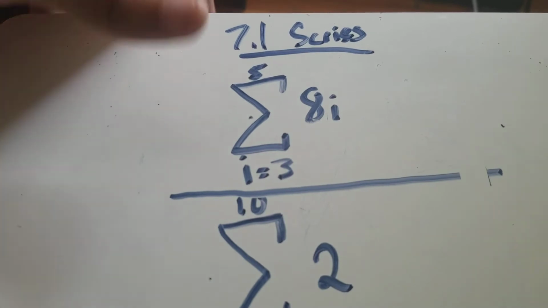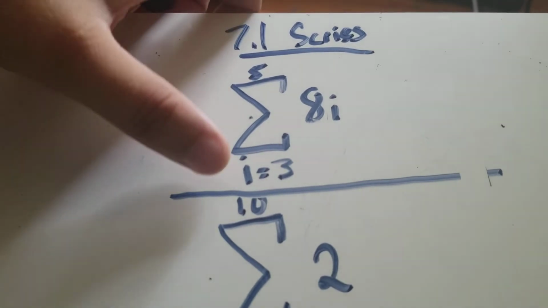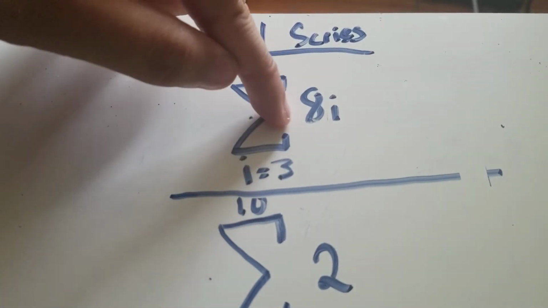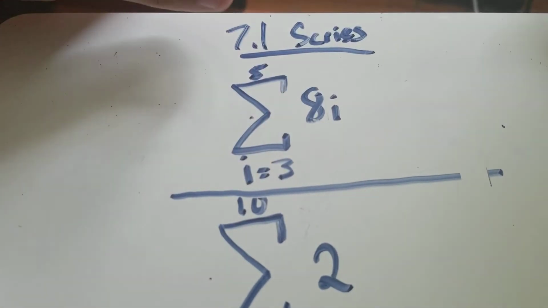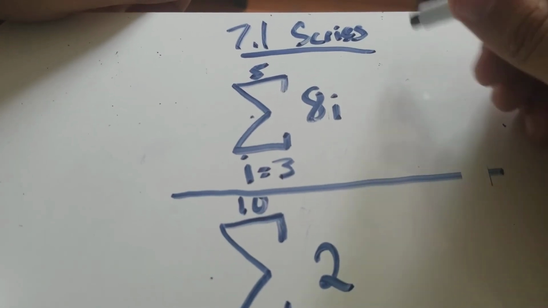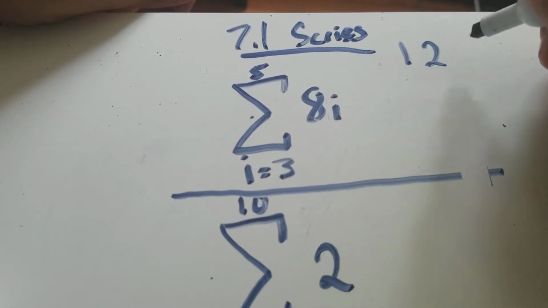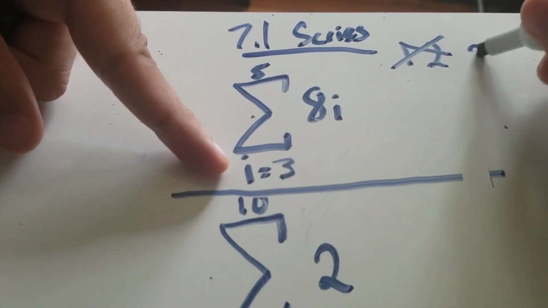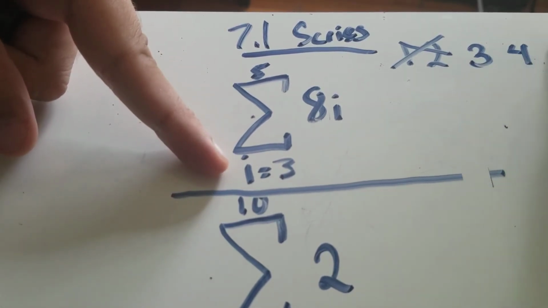Doesn't really matter. So this top one, from step 3 to step 5, I want to find the sum. So what does that mean? Do I need step 1 or step 2? No, I do not need step 1 or step 2. I'm starting at step 3. So I'm going to do 3, 4, and 5.